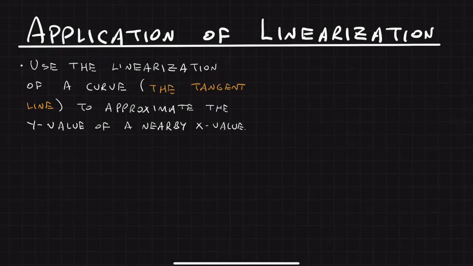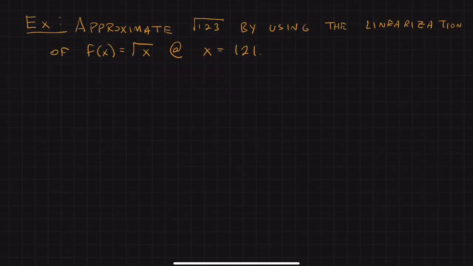In the previous video, we looked at what linearization is and how to find the linearization of a line at a given point. In this video, we'll look at the application of linearization. That is, we're going to use the linearization of a curve to approximate the y value of a nearby x value. Let's look at an example of how we can do this.